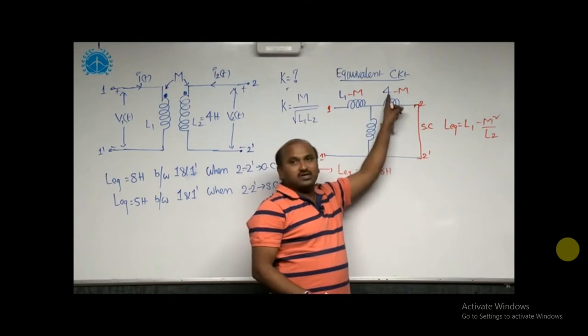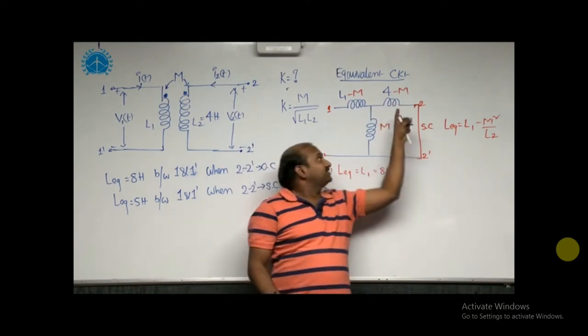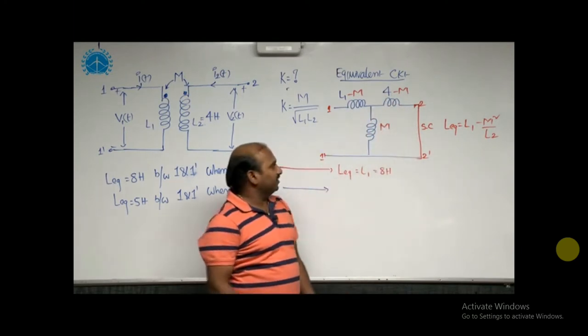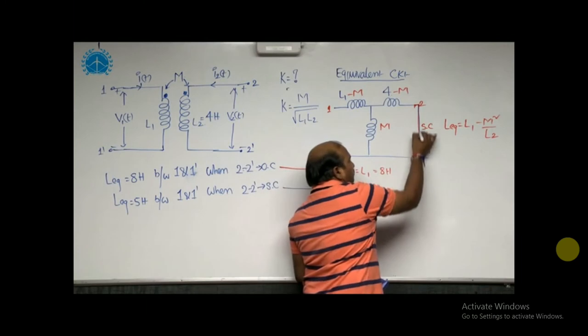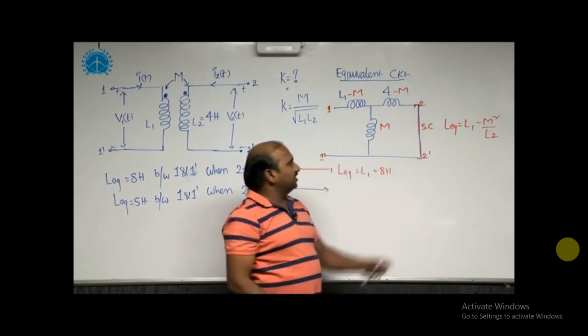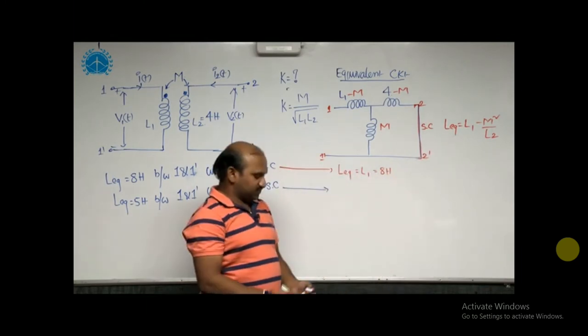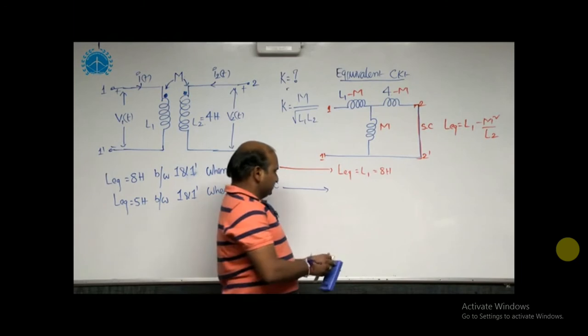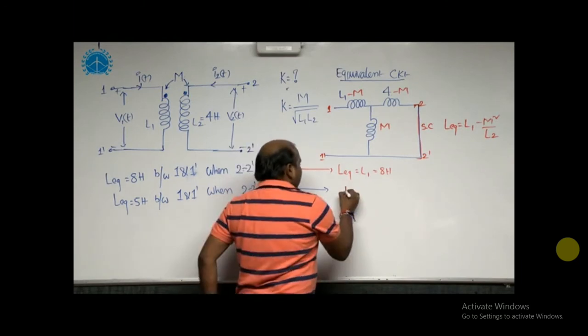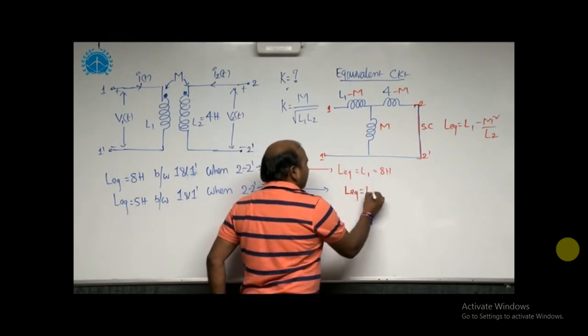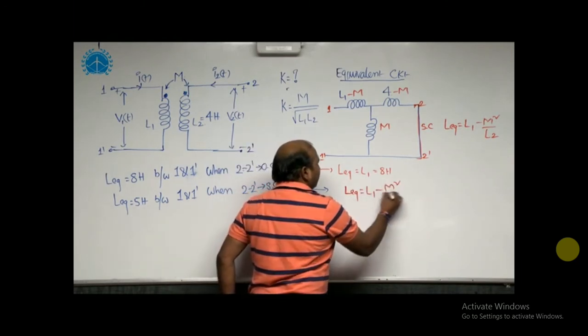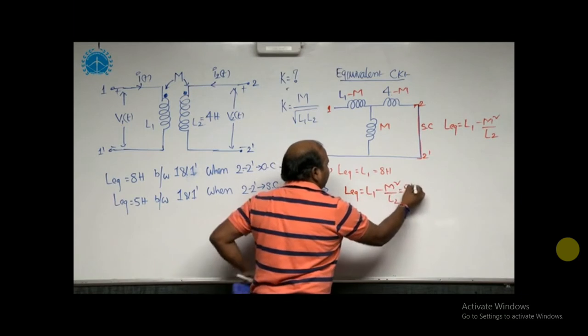L2 is given as 4 henries. That's why I have taken 4. Once you provide these 2 and 2 dash as short circuit, I can say that L equivalent is equal to L1 minus M square by L2. From this, I can say the L equivalent is equal to L1 minus M square by L2, as 5 henries.